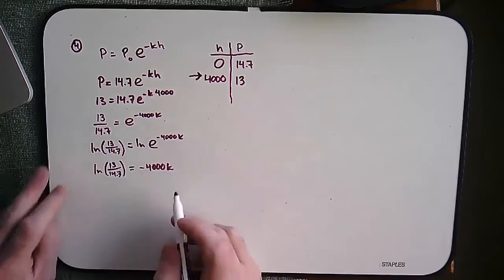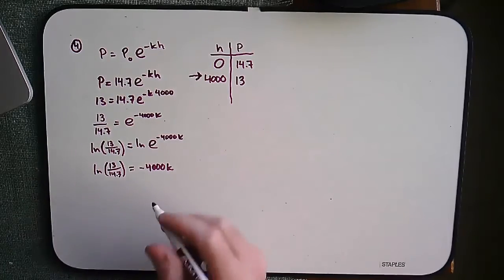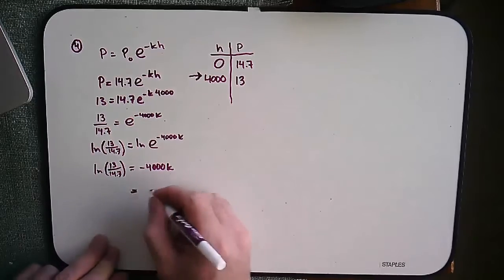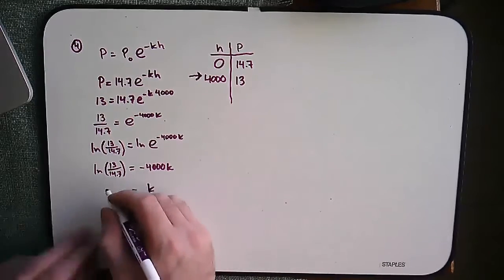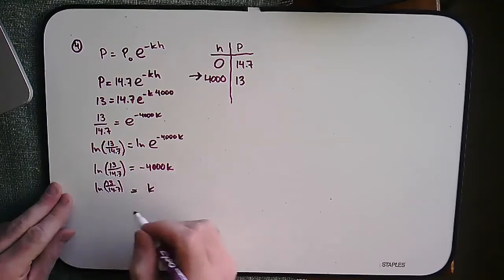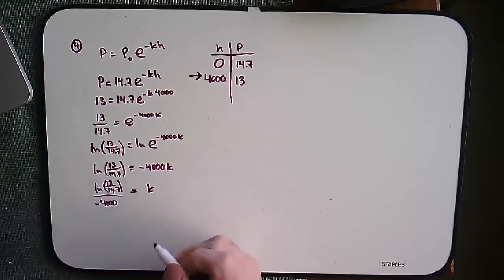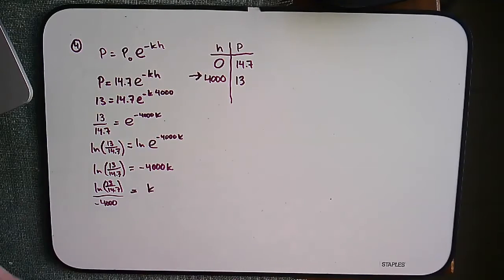4,000k, which is good because we know that we can now solve this for k by dividing both sides by 4,000. And so that's our last step in solving for k. So k equals the natural log of 13 divided by 14.7 all over negative 4,000. Okay, so that's our growth parameter k. I'm going to pause the video for a moment and we'll look up what that is as a decimal approximation, and I'll get back to you in just a moment.